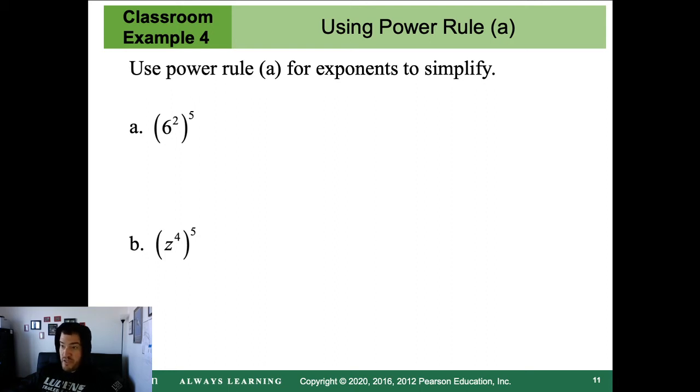Okay, so this one really quickly, you're just going to distribute that in. So you're going to get 6 to the 2 times 5, so that's 6 to the 10. This one is z to the 4 times 5, so that's z to the 20th. Okay? So that's kind of power rule A.